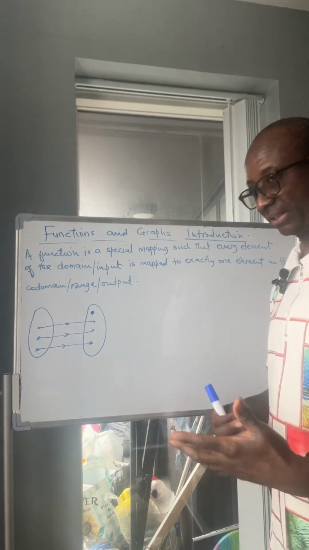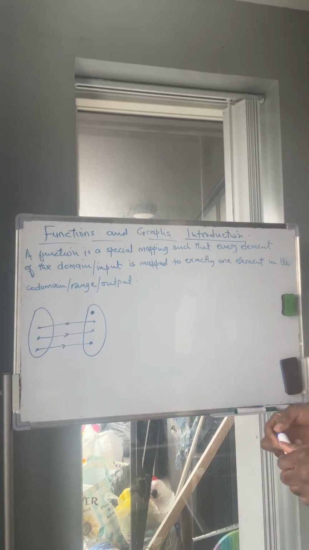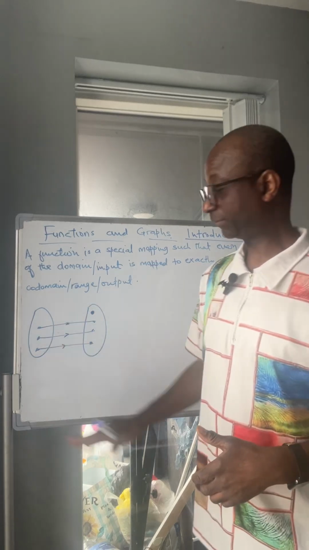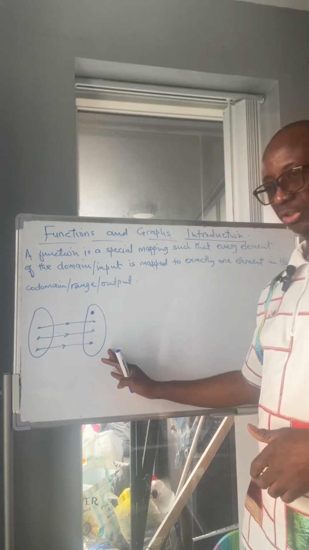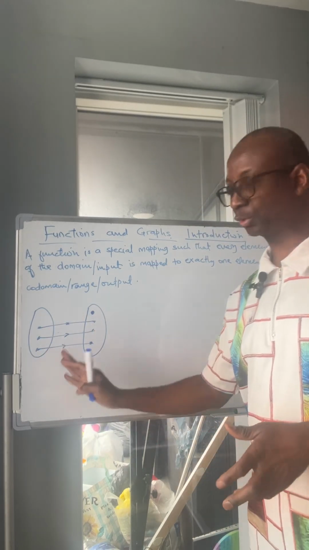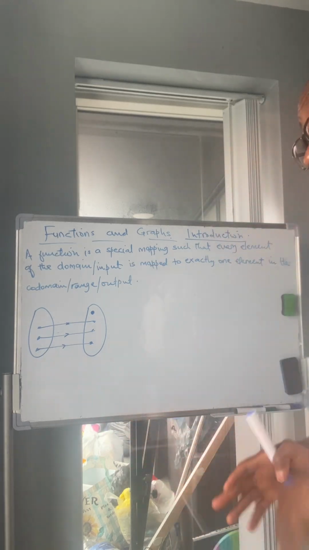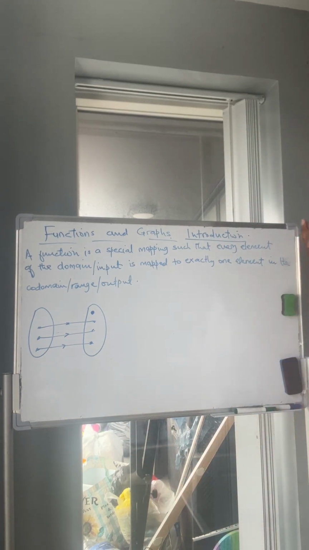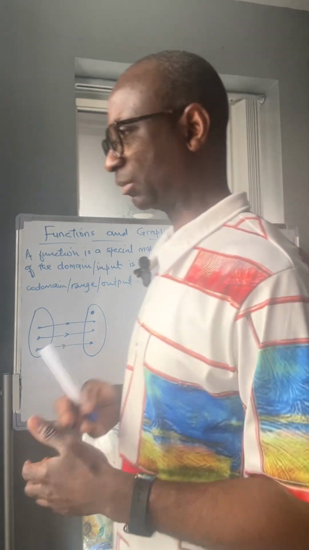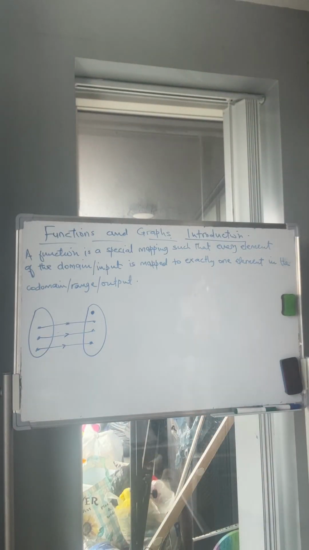Different books say different things, but they all mean the same thing. Some books might even tell you this is the image of the element here. So they use the word image. You might not see codomain or range, you see image. So as you go along, you try to understand what these terms mean. Right, and we already described the types of mappings we have.